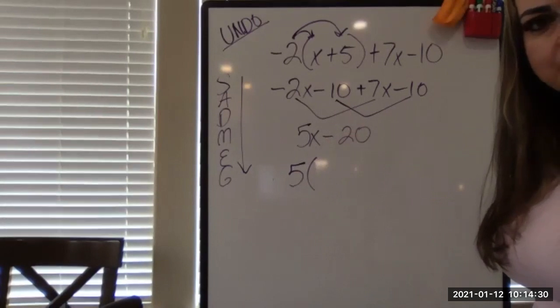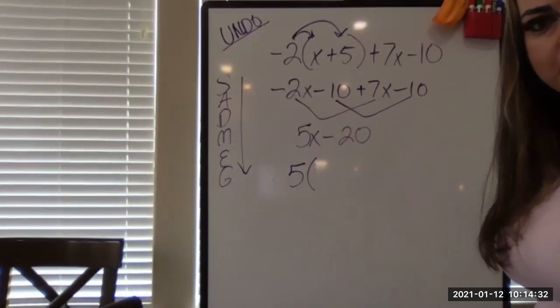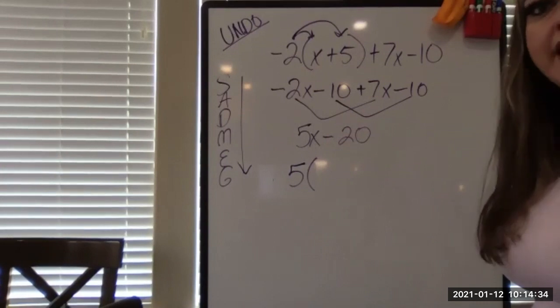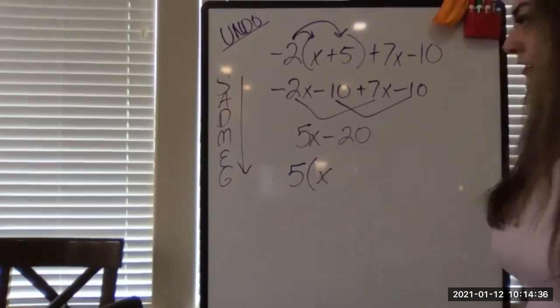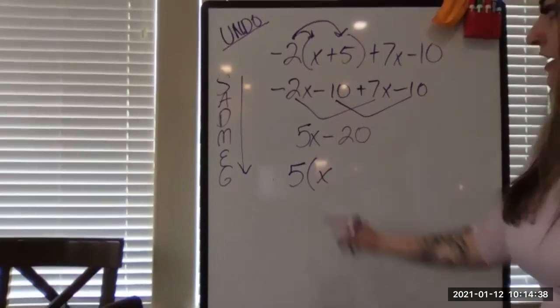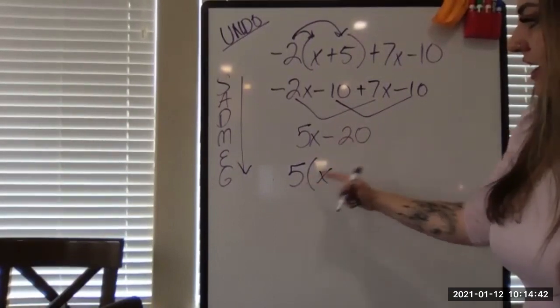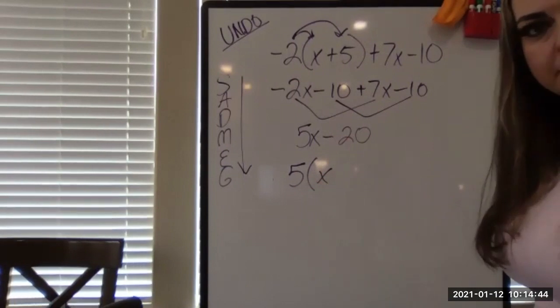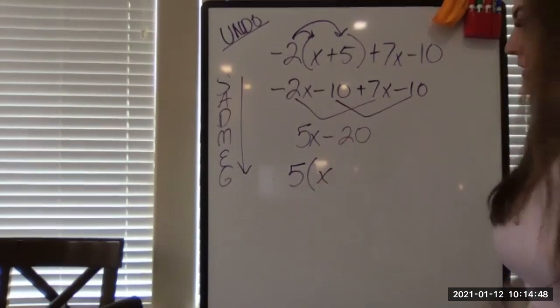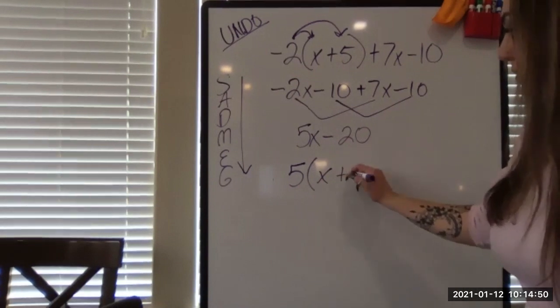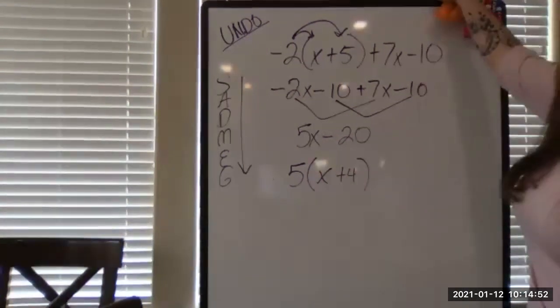What do we need to multiply times 5 to get 5x? 1x, just x. So now we're thinking backwards, right? What do we need to multiply times 5 to get -20? 4. So -4.